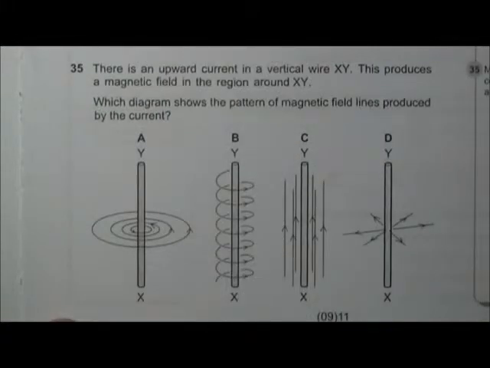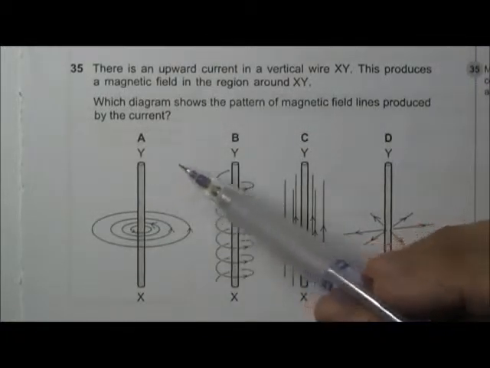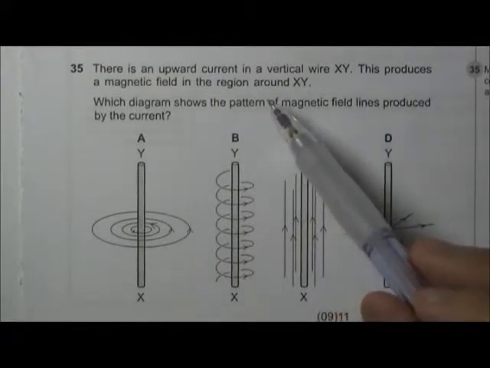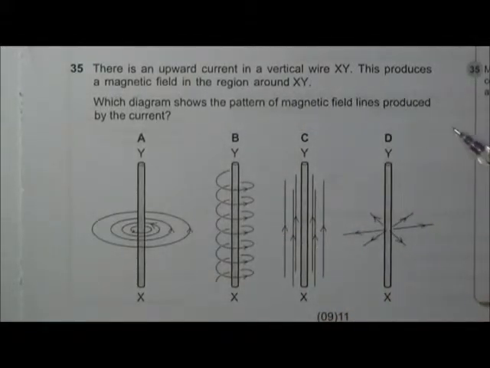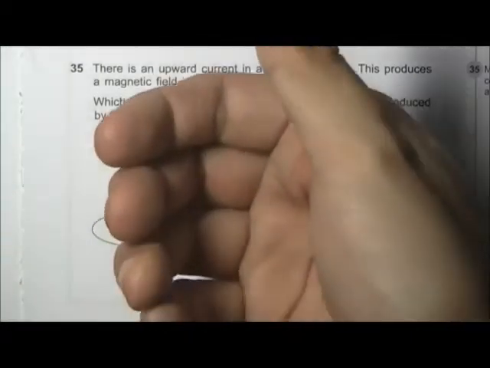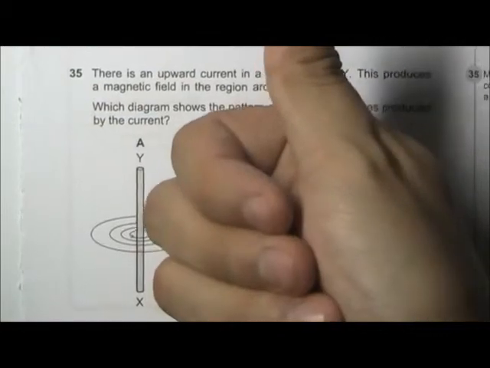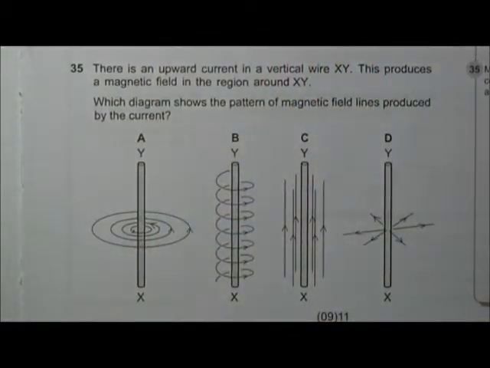Okay, we have a current that is going upwards in a vertical wire XY. So this will produce a magnetic field in the region around XY. So which one shows the correct pattern of magnetic field lines produced? Okay, so in this case, we can use the right hand grip rule. The thumb indicates the current direction, and then the fingers will curl around the thumb, which is the wire, in a circular motion. So the circular plane should be perpendicular to the wire. So the answer should be A.